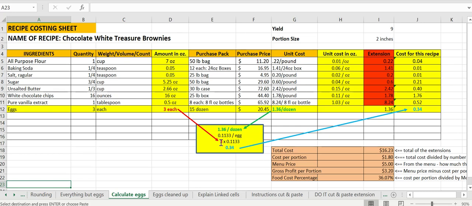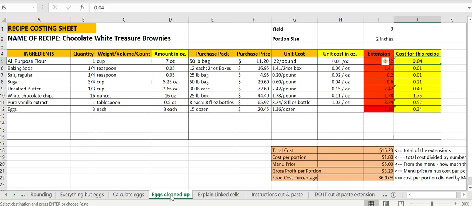Okay, then if we need 3 eggs at this price, then 3 times 0.1133 is going to be 34 cents. And we're going to attach that right there. So now we have the cost for all of our items in this recipe for these amounts. Okay? When I clean this up, just to make it easier to follow, now we have this.